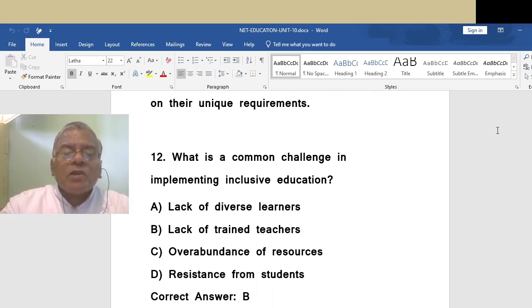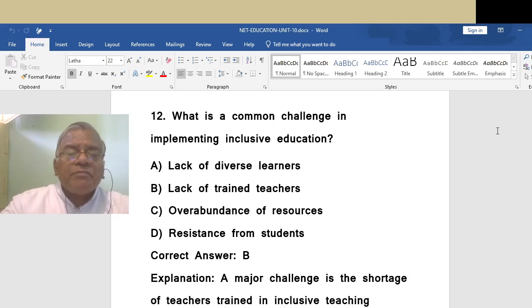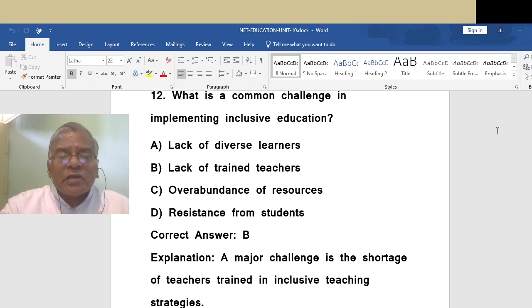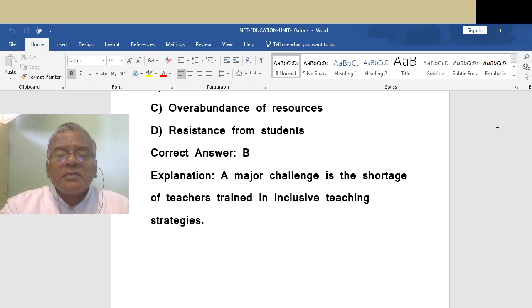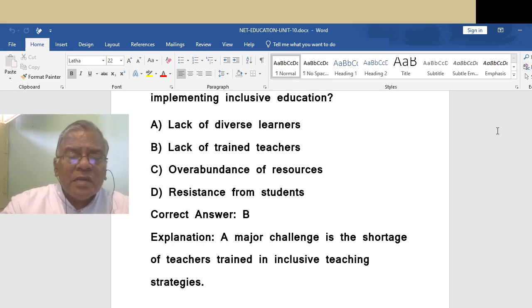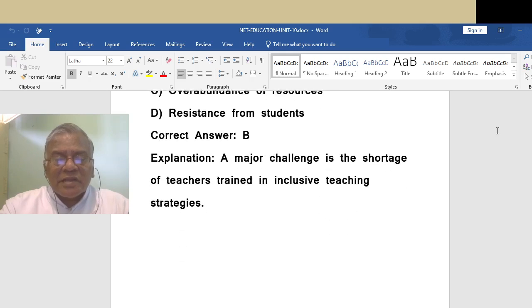What is a common challenge in implementing inclusive education? Lack of diverse learners, lack of trained teachers, overabundance of resources, resistance from students. What is the common challenge in implementing inclusive education? A major challenge is the shortage of teachers trained in inclusive teaching strategies. So that is the idea here.